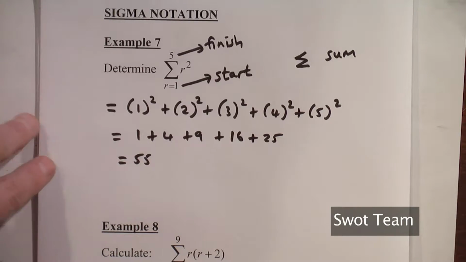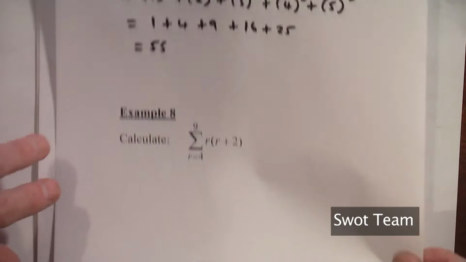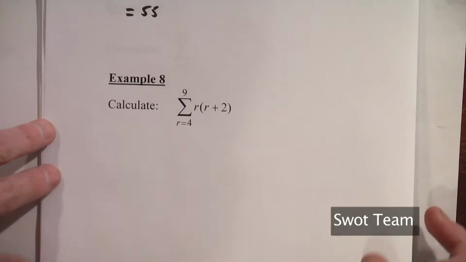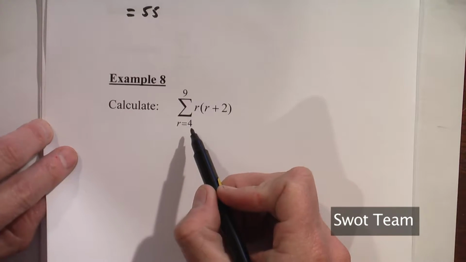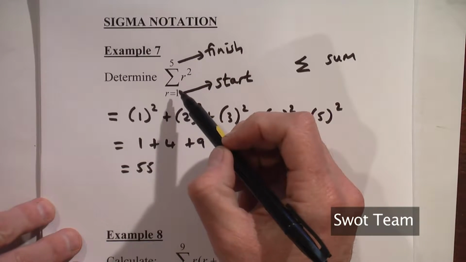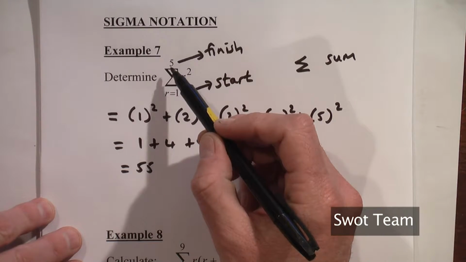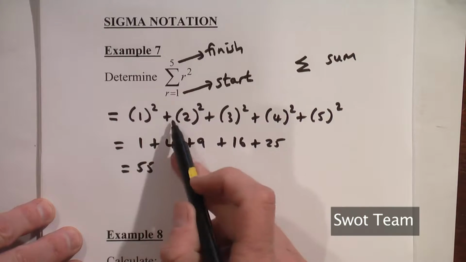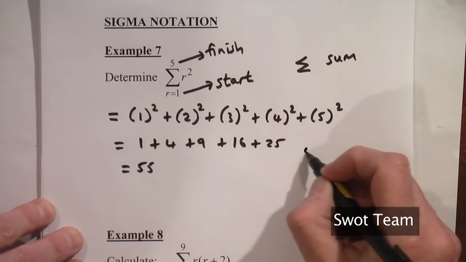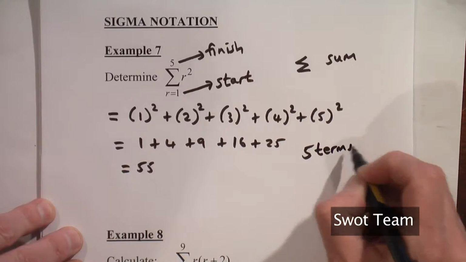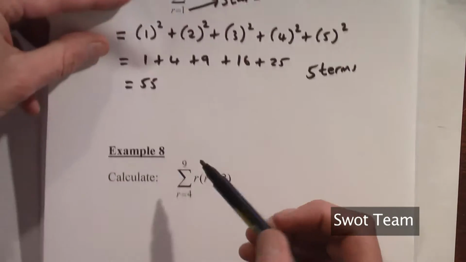Now look at the next one, and I want to develop a bit of a principle here. If you look at this, notice we're not starting at 1. We started at 4. Before, we started at 1 and went to 5, and notice how many terms there were: 1, 2, 3, 4, 5. There were 5 terms. The problem here is, I wonder if we have 9 terms.